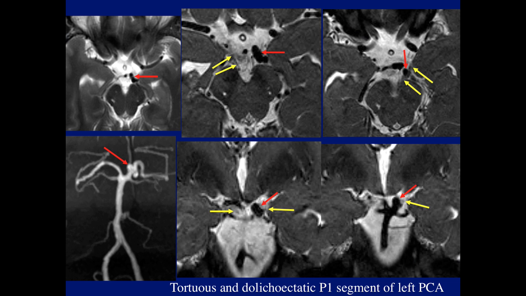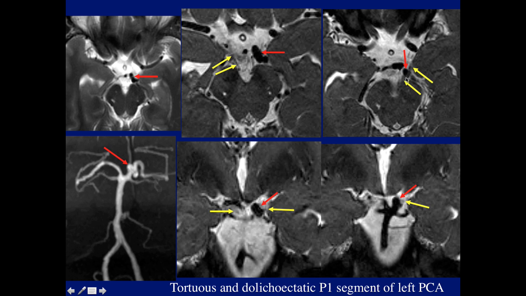Turned out that this patient, who was fairly young, had a very tortured and dolichoectatic P1 segment of the left posterior cerebral artery. There were no aneurysms. This was all a tortured vessel. But you could see the size of this ectatic posterior cerebral artery, and it's really compressing the third nerve. Again, lost the full extent of this lesion, and we see the third nerve must be compressed here.